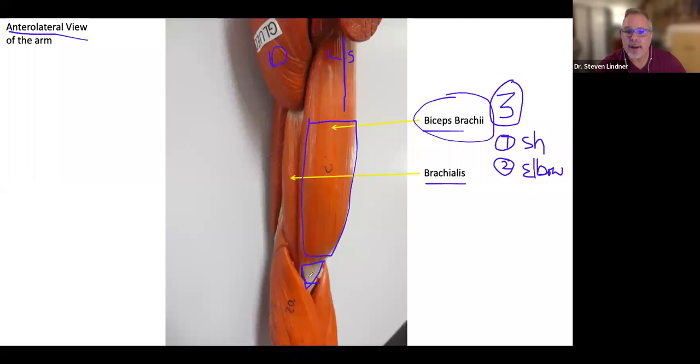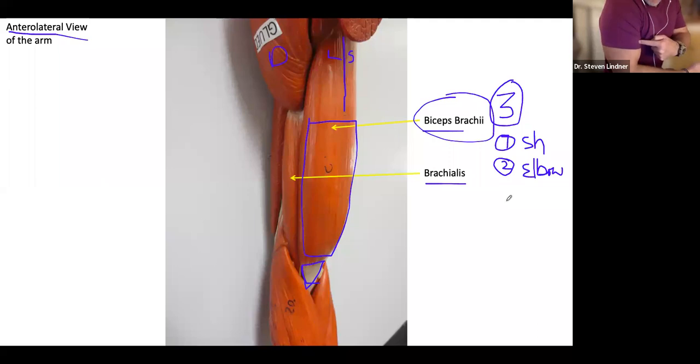What does it do at the elbow? It does elbow flexion and supination. Supination. So when you're holding, let's say, a screwdriver, see if I can show this on myself. Here's the screwdriver. And if it's my right hand and I'm supinating, you can see that as I supinate, you can see my biceps are contracting.